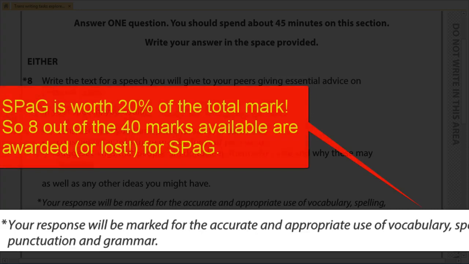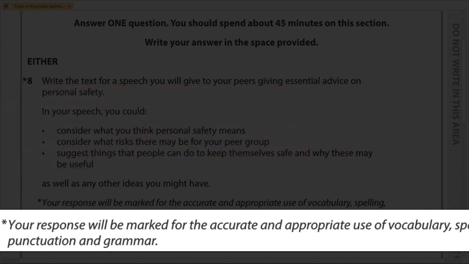The spelling, punctuation and grammar mark is actually worth 20% of the total mark that you get for your response to this transactional writing task. So you need to be as accurate as you possibly can. If you do make a mistake, it's fine to cross it out, but make sure that you write a correction above it or next to it or somewhere where the examiner can identify it.